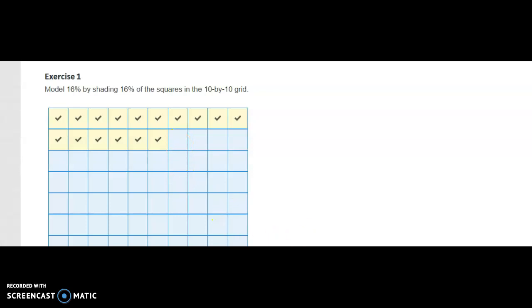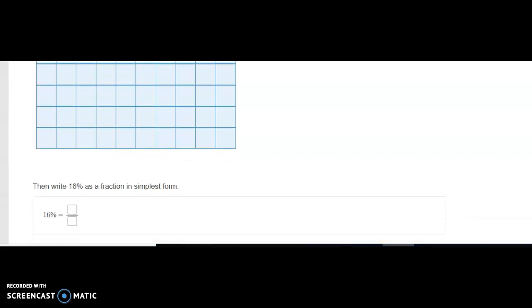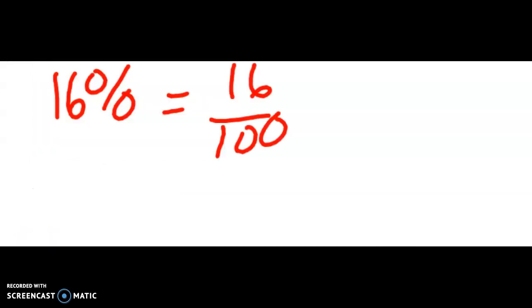And then we're going to write it as a fraction in simplest terms. So again, you would put 16 over 100, and then you would have to simplify. So we have 16%, and that's going to equal 16 out of 100, because remember, percent means 100, or out of 100. And we can divide both of these two numbers.